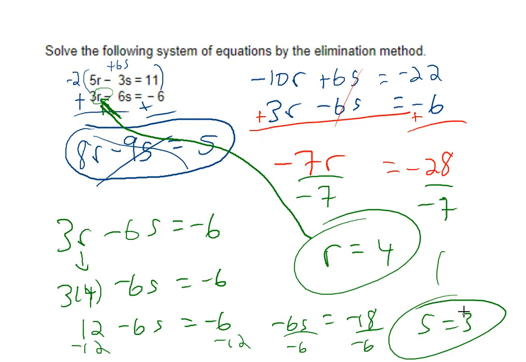Now to put this as an ordered pair, since it's not your usual x and y, you just want to go with alphabetical order. So r goes first. So we'll put r first and then we'll put s. So we get 4, 3. All right. And that's what you would type in the Math Excel as your answer.